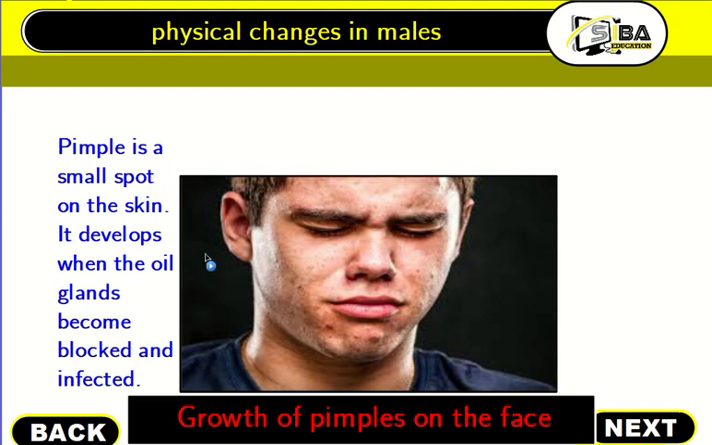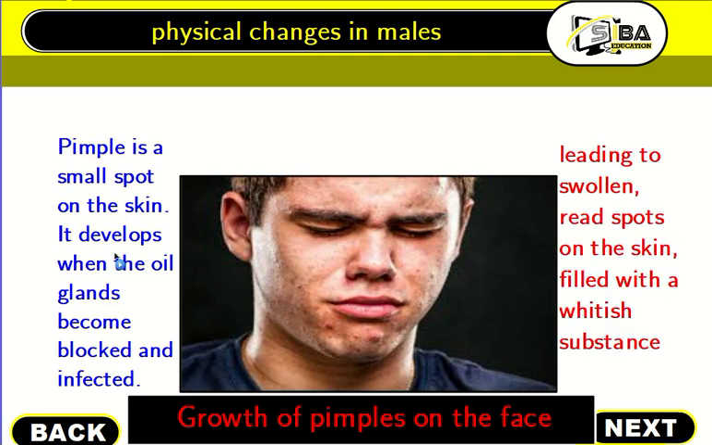A pimple is a small spot on the skin. It develops when the oil glands become blocked and then infected. So the oil glands, they are not open. When they are blocked, then they become that pimple that you see or acne that you see on your face. And then it leads to swollen red spots on the skin filled with whitish substance. There are times you want to burst it with your fingers and then you see that there is a whitish substance coming out of the spot, and it makes you uncomfortable. You can see from the face of this young man, he's very, very uncomfortable with the pimples.